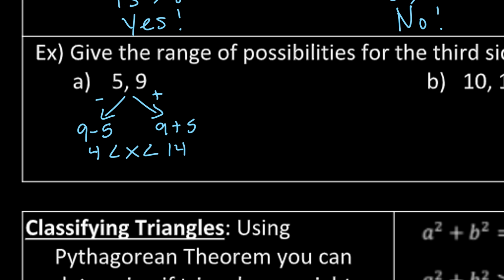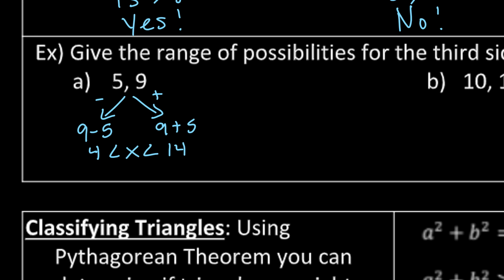And then 14, if 14 is our third side, well, 5 plus 9 is equal to 14. It's not greater than 14. So our third side cannot be 14 either. So that's why it's between those two numbers. It can be anything between there: 5, 6, 7, 8, 9, 10. So sometimes they won't say, what's the range of possibilities? They'll say, give me a possible third side. And then you'll just have to pick any number between 4 and 14.